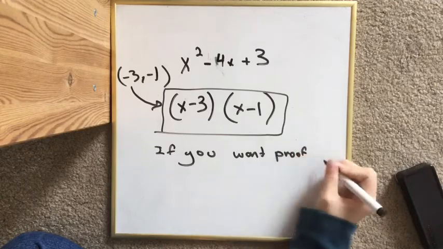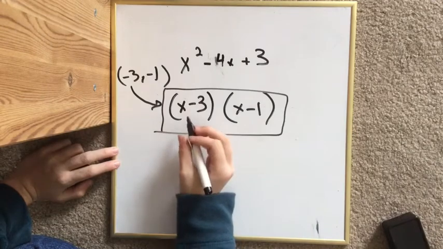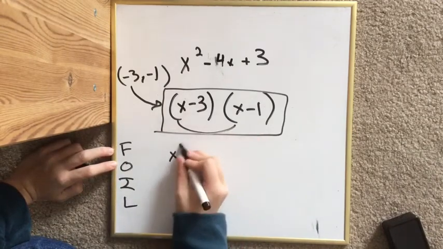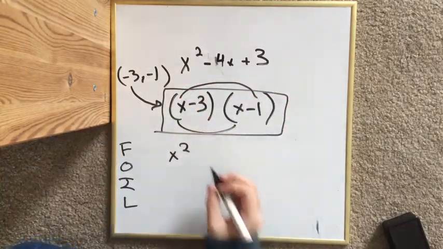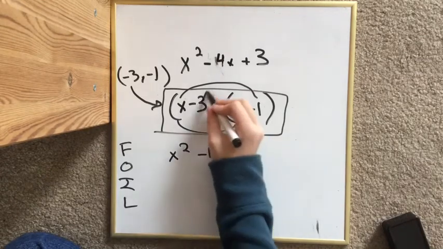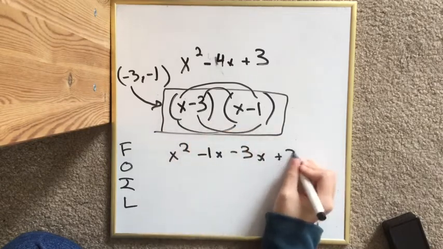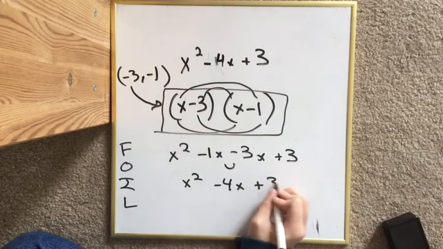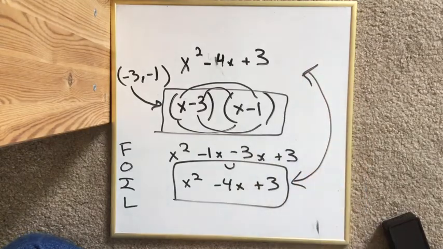So if you want proof, let's FOIL it, because let's prove it. All right, first terms. We'll write FOIL just because it's a good thing to do. So x squared, outer terms, minus 1x. Inner terms, minus 3x. And last terms, plus 3. x squared, minus 4x, plus 3. So hopefully you get why we have to use those numbers, because they will multiply to the last one, and the inner and outer will make the x term.